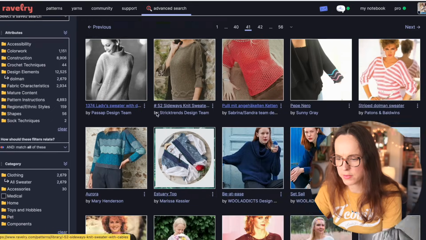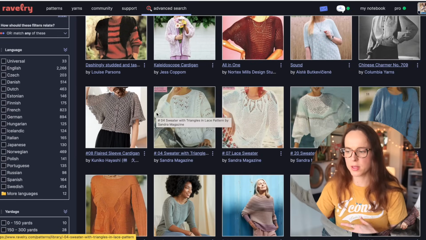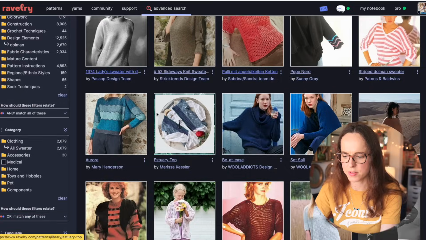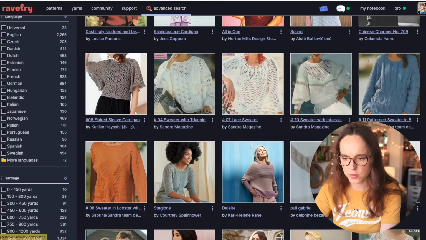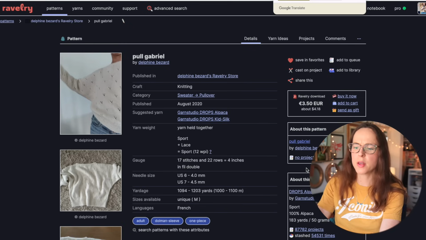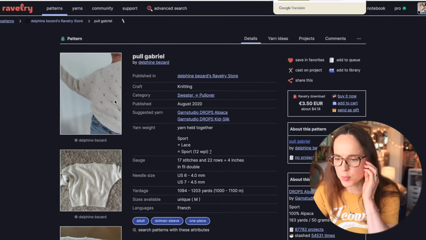24, 5, 10, 15, 20. I know I said that I might pick things that aren't available, but I don't want to take the time to talk about it if you can't access it if you're interested. 5, 10, 15, 20. What was it? 24. 1, 2, 3. Another fantastic example based on what I can see. It is available. This is Pull Gabriel by Delphine Bizard.